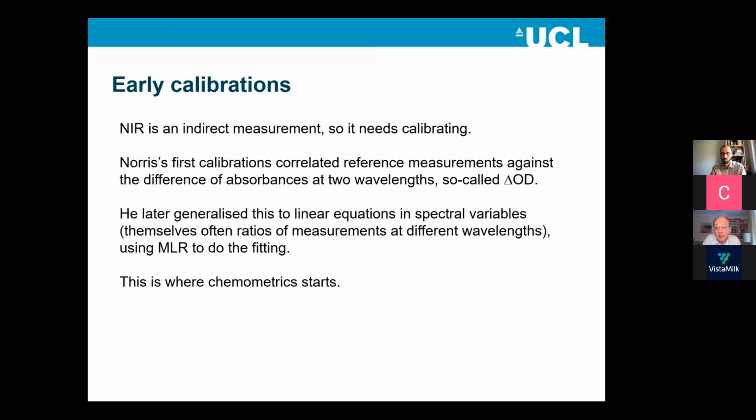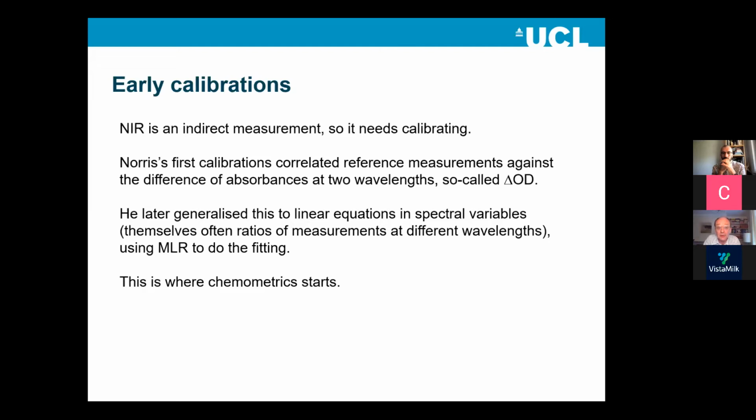And Norris's first calibrations look very much like the sort of calibrations that any analytical chemist would do. You plot the reference measurement against a single rapid measurement, and you fit a straight line to it, and you use that straight line to do the prediction. And that worked reasonably well for moisture. Moisture is very easy to do.